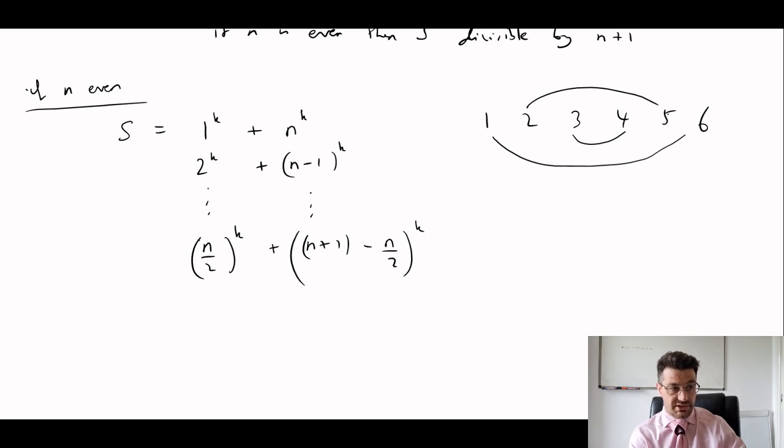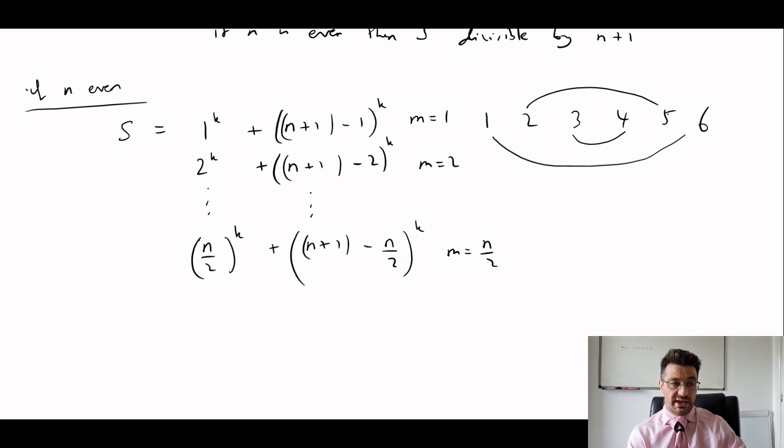Now, it might have helped, actually, if I'd written these, n to the power of k and n minus 1 to the power of k, in a slightly different way. It'll be clearer what I've done. I've got n plus 1 minus 1 to the power of k. And here I've got n plus 1 minus 2 to the power of k. Because in this first case, m is equal to 1, m is equal to 2. Finally, m is equal to n over 2. So k, in each case, is a positive odd integer.